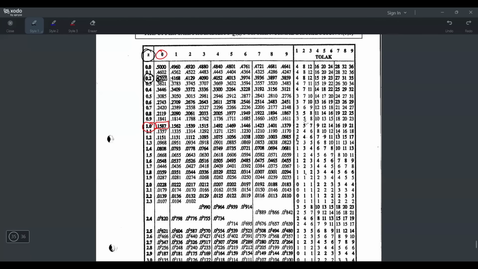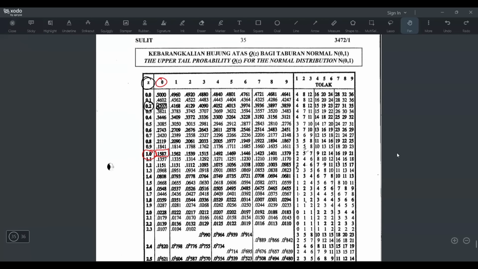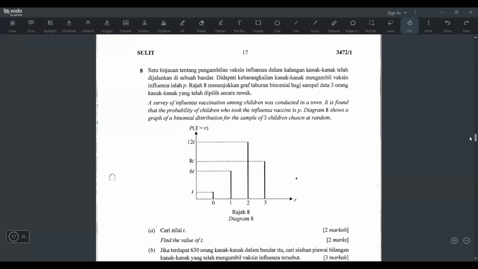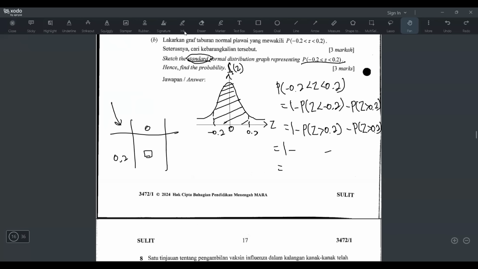0.4207. So this is the area or the probability. Probability and area is the same thing. Under this topic, probability and area is like the same thing. So 0.4207 is the area, and it is also the probability.